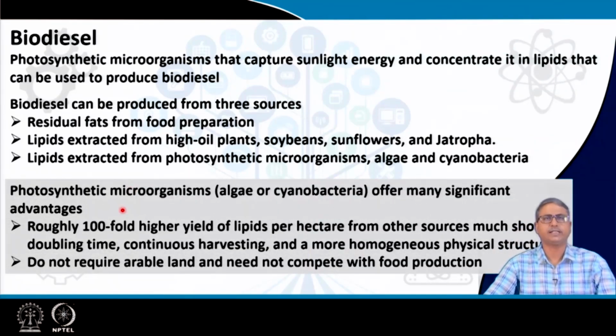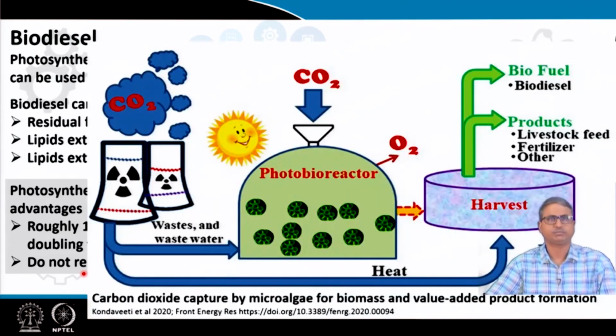Photosynthetic microorganisms like algae and cyanobacteria offer many advantages, like roughly 100-fold higher lipid yield per hectare compared to other sources, much shorter doubling time, a continuous harvesting process, and a more homogeneous physical structure. They do not require arable land and need not compete with food production.